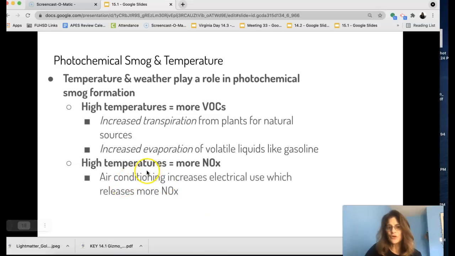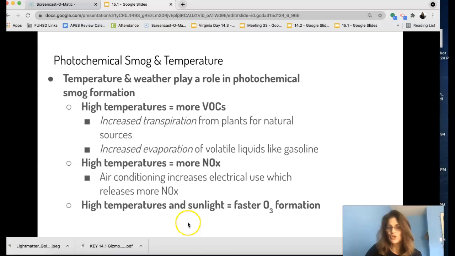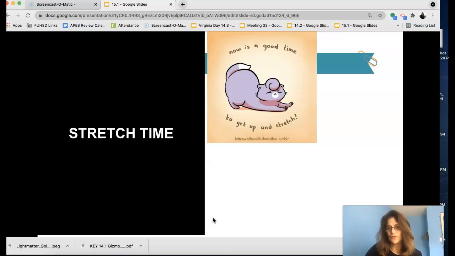And high temperatures also mean things like more businesses and homes are turning on air conditioners, which are leading to increased use of electricity, which is being burned at coal-fired power plants, which is creating more nitrogen oxides. So in short, high temperatures and sunlight leads to faster ground level ozone formation.